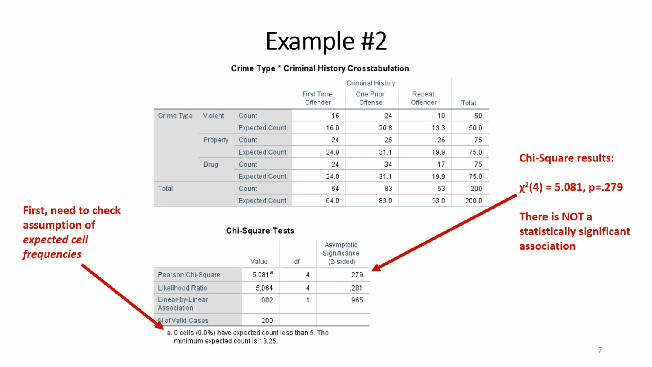Then in order to interpret our chi-square results, we look at the row of information from the Pearson chi-square row, and we notice that the value of chi-square itself is 5.081. The degrees of freedom in this particular analysis are 4. And we have that written out. And then in this case, our p-value is 0.279. Now, because our p-value is greater than 0.05, we fail to reject the null hypothesis, and we would conclude that there is not a statistically significant association between criminal history and crime type.